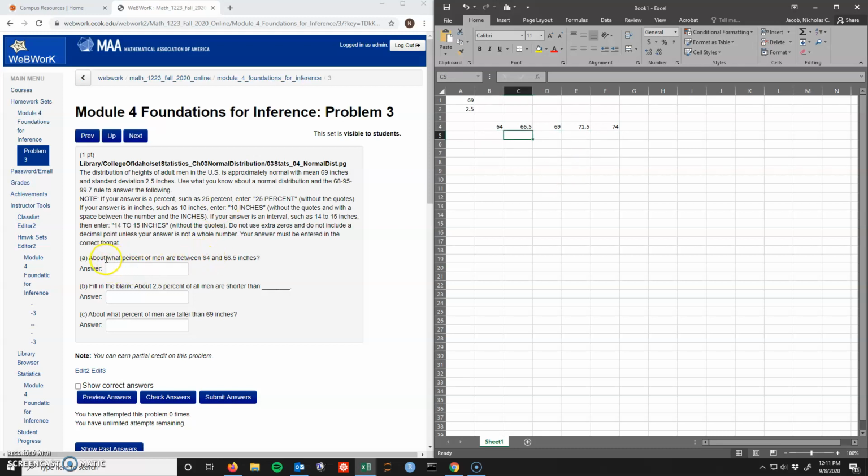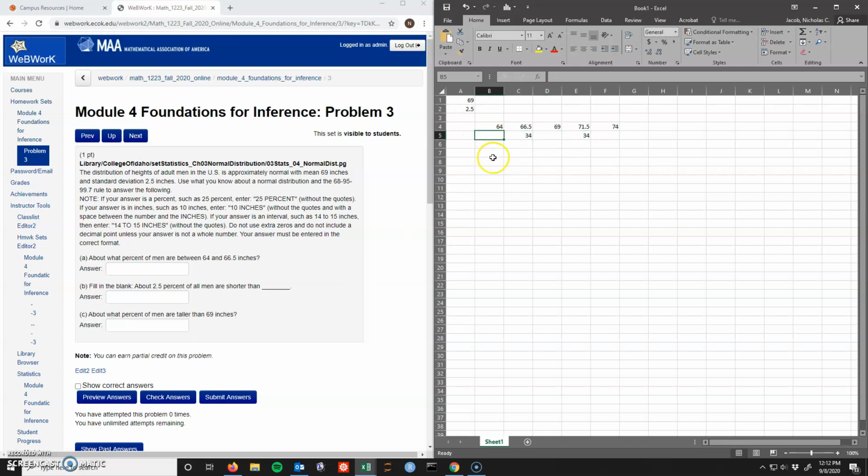Now, the first question asks what percent of men are between 64 and 66.5. Well, if the interval represented in here was 68%, that means that on this side would be half of it. Remember, it's going to be perfectly symmetrical. So let me stick a percentage in here. Half of 68 is 34. So 34% sits between here and here, and also 34% sits between here and here.